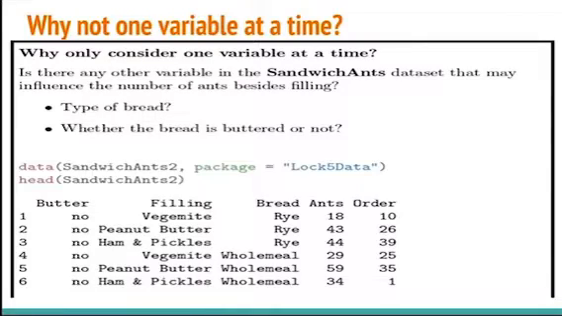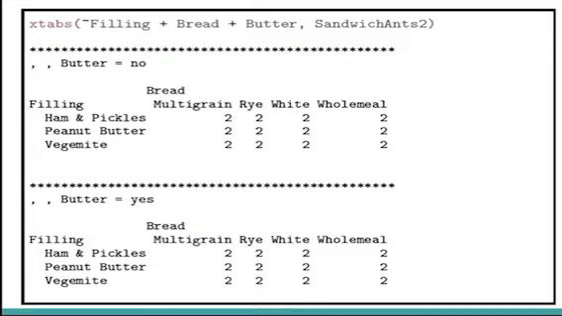The first one is type of bread. We got 4 different types of bread. And whether it is butter or not, that's another factor, which is 2 categories, yes or no. Okay, what I'm trying to show you now is more or less putting into consideration 3 factors.